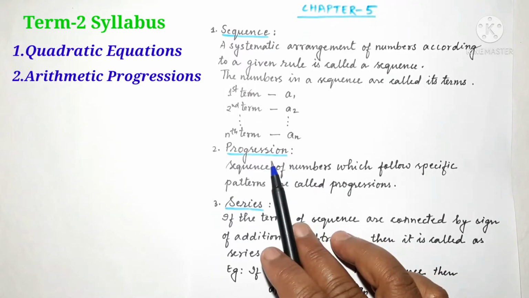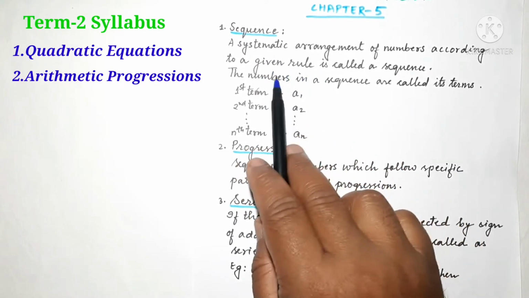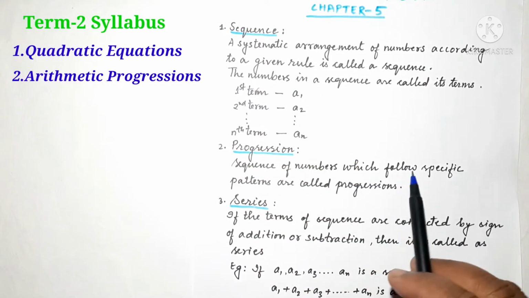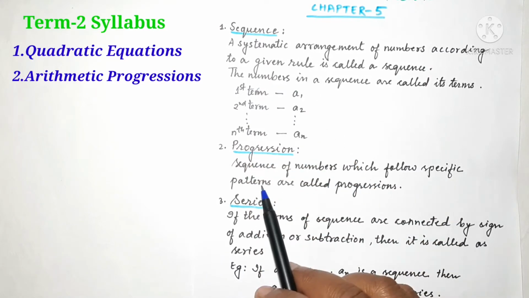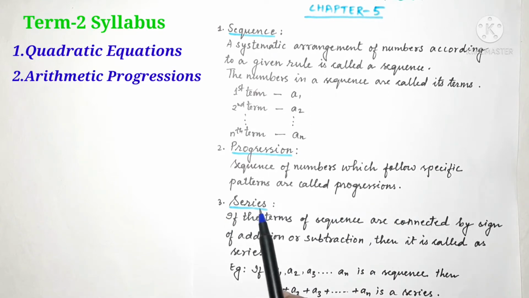Second, progression. What is progression? When this sequence or the numbers follow a certain specific pattern, then they are called progressions. Third, what is series? If the terms of a sequence, that means the numbers in this sequence, are connected by either addition or subtraction, then it is called series.